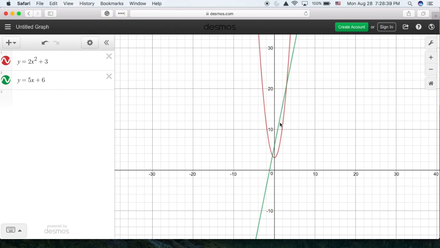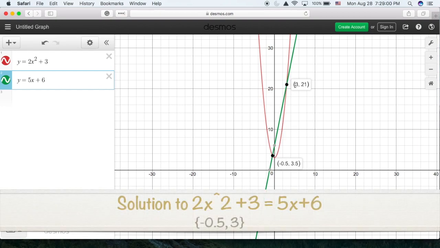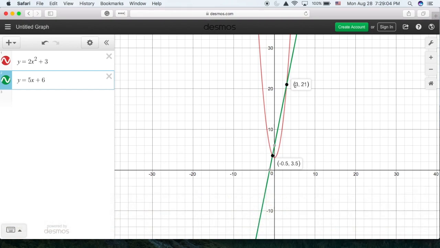So first we can see where they're equal by finding the points of intersection. So that's there and there. And we see the functions have the same value, and so therefore the graphs intersect at x equals negative 0.5 and x equals 3.